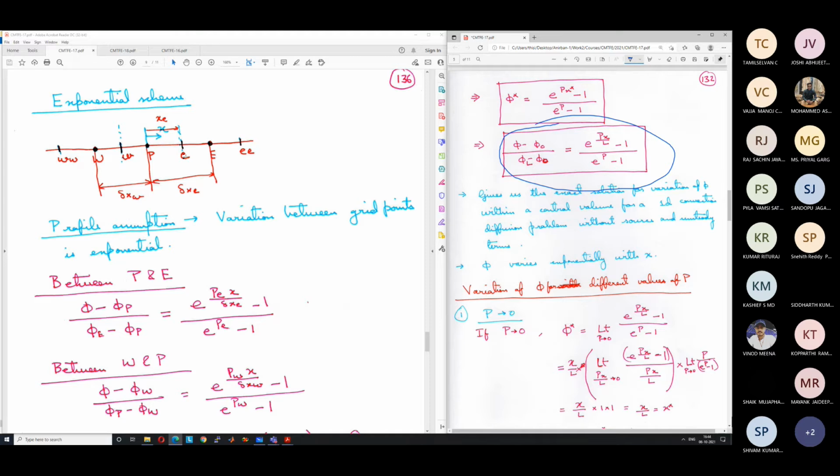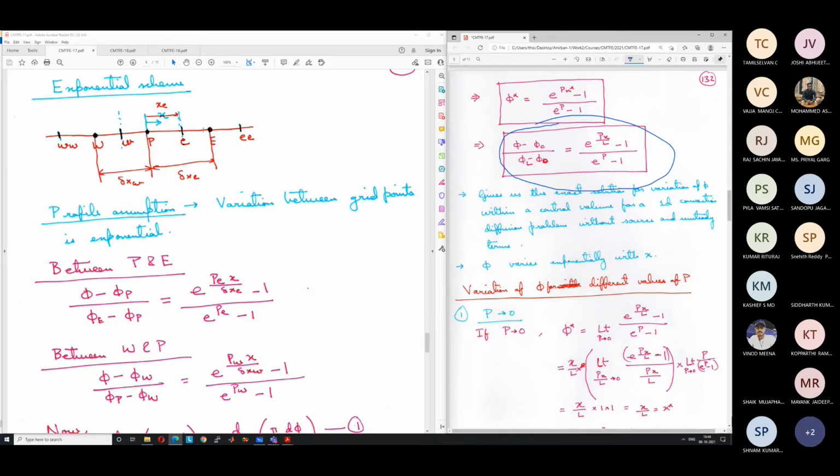So this is our grid again. The central control volume goes from small w to small e and is represented by the grid point P, and has a length of delta x. The adjacent grid point in the east direction is capital E and in the west direction is capital W. The distance between P and E is delta xc, and between W and P is delta xw. The adjacent control volume goes from small e to small ee, and on the left hand side, the adjacent control volume is from small ww to small w. They are represented by the grid points W and E.